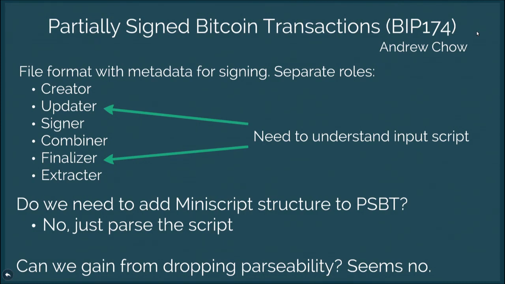And there are 6 different roles associated with PSBT implementations. There's a creator who creates a transaction template, then an updater who fills in all the necessary information, and you have multiple signers who actually have access to private keys and produce signatures, and a combiner, a finalizer that constructs the actual inputs, and an extractor which produces a full transaction.